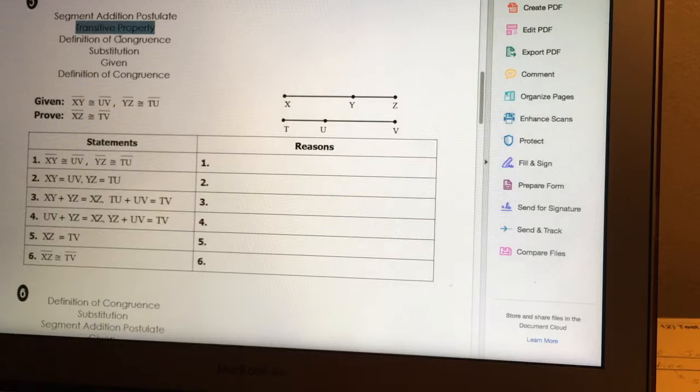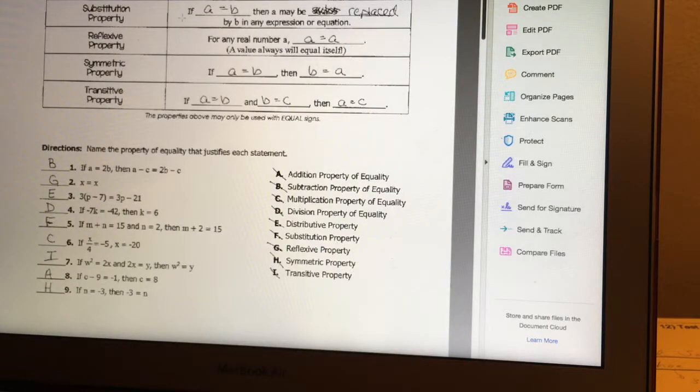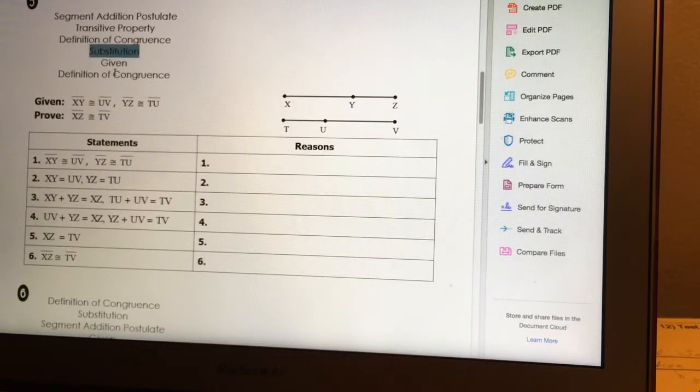And then the definition of congruence, that allows us to work between equal signs and congruence, or congruence to equal signs. Substitution property, remember the substitution property allows us to say if A equals B, then A may be replaced by B in any expression or equation. And then the last one, given, and definition of congruence, which we've already gone over. So it looks like we used that one twice in this video.